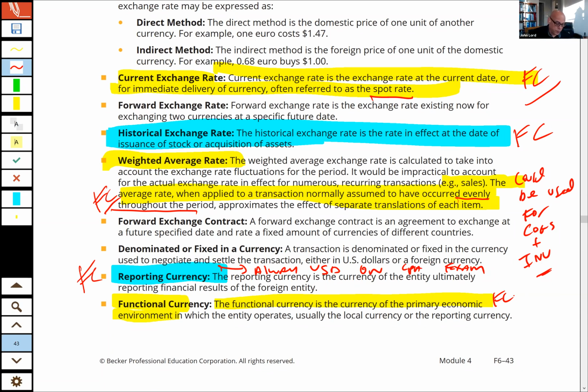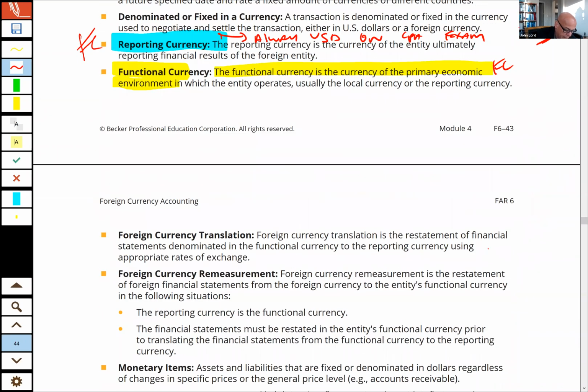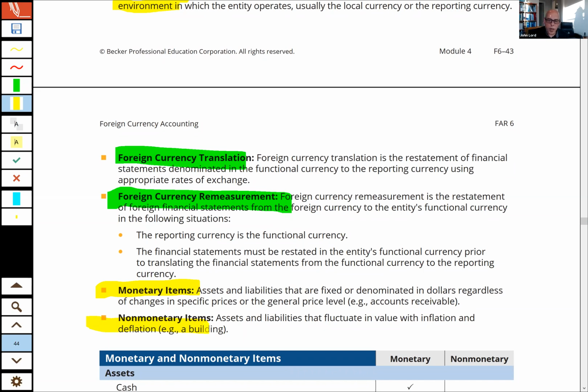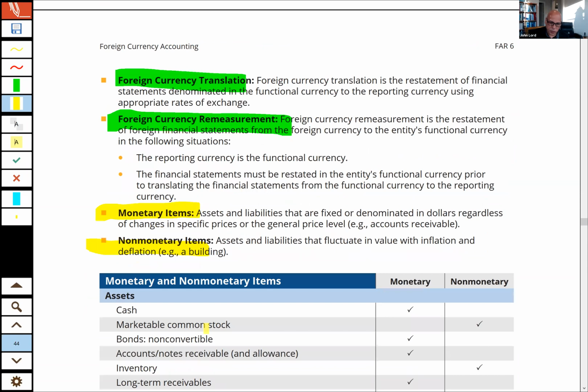Okay, good. Now you come over and we have foreign currency translation. We have foreign currency remeasurement. These are two methods that we will use, and we will use these depending on what the fact pattern is telling us about the question. Now, what exchange rates we use are going to depend on whether we're using translation or remeasurement, and it's going to depend whether we're talking about a monetary or non-monetary item on our financial statements.